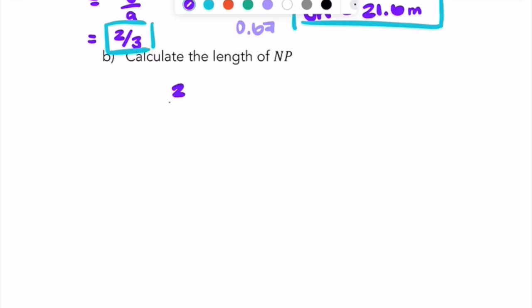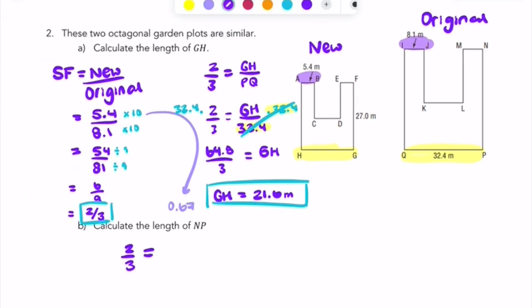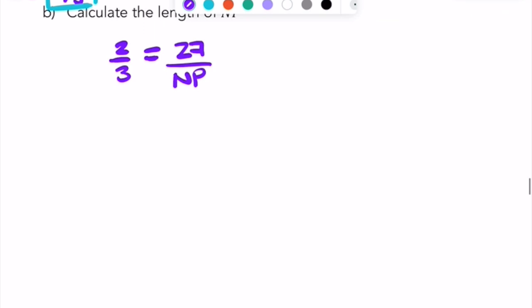So I have 2/3 is still my scale factor, and I want new over original. Well, I'm looking for those corresponding sides, so I'm looking for side NP, and that's this one here, and this corresponding side would be FG. Okay. And I'm going to make sure that I plug in new over original. So 27 over NP. And now I can solve accordingly.